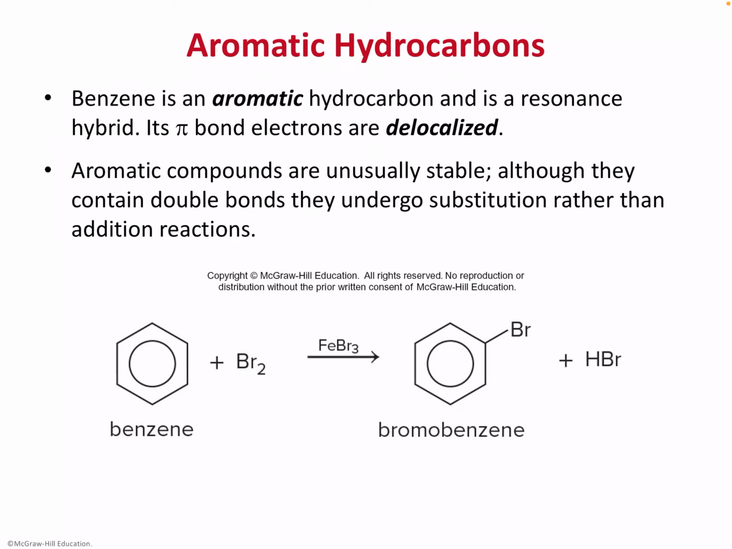And then aromatic hydrocarbons. Remember, the aromaticity is due to the benzene ring. Benzene is an aromatic hydrocarbon and is a resonance hybrid. Its pi bond electrons are delocalized. Aromatic compounds are unusually stable. Although they contain double bonds, they undergo substitution rather than addition reactions. Even though benzene has 3 double bonds, those double bonds are resonance stable, so they normally do not undergo addition reactions. Instead, it will undergo substitution reactions.